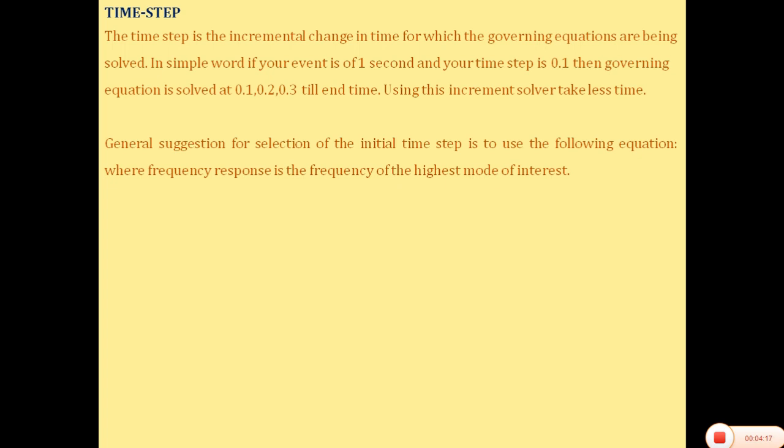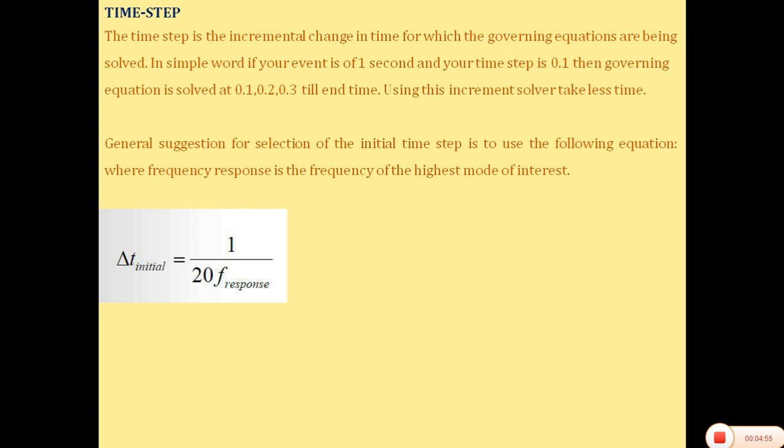We have one formula to calculate it. The general suggestion for the initial time step, which we will apply when we solve the beam problem, is to use the following equation, where the frequency response is the frequency of the highest mode of interest. So this is the formula. First we will do the modal analysis. We have already seen what is meant by modal analysis. Whatever mode shapes my object is capable of, I will pick that particular frequency, multiply it by 20, and 1 divided by that value is delta t.